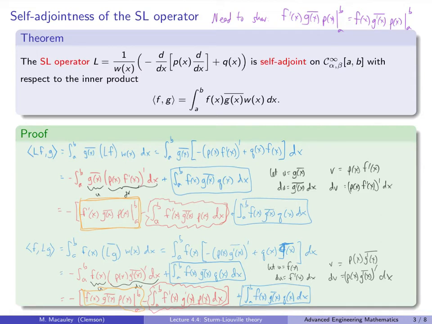So these are alpha 1 f of a plus alpha 2 f prime of a equals 0, and beta 1 f of b plus beta 2 f prime of b equals 0. And this doesn't only hold for f, but it also holds for g as well, because both of these are in this space of functions.